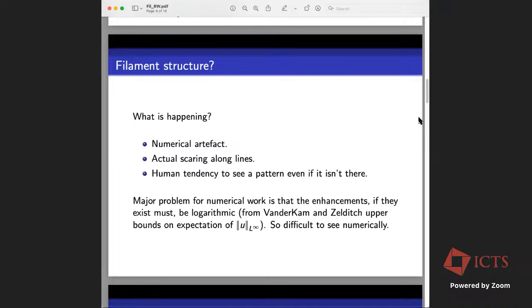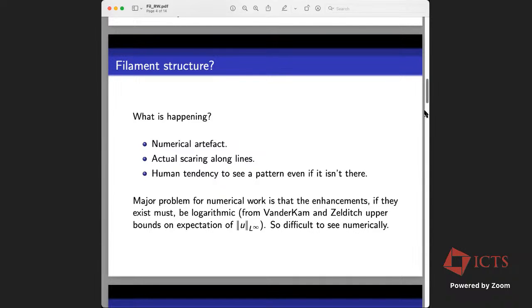On the other side, there were people who thought that this was really actual scarring along the lines. What that would mean is that as you take the limit, as your frequency gets higher and higher, you would actually get some lines along which the size of the value of u would be much, much larger than expected.